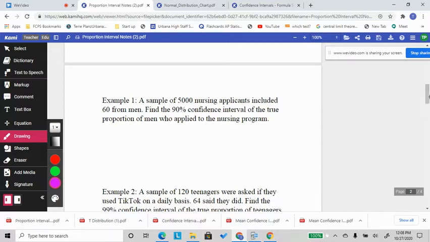Okay, so the formula is p hat plus or minus Z times the square root of p hat q hat over n. I'm just rewriting the formula from the first page. Okay, so there's my formula. So I want a 90% confidence interval. So I go to my Z from the previous page, and the 90% confidence interval is 1.645.